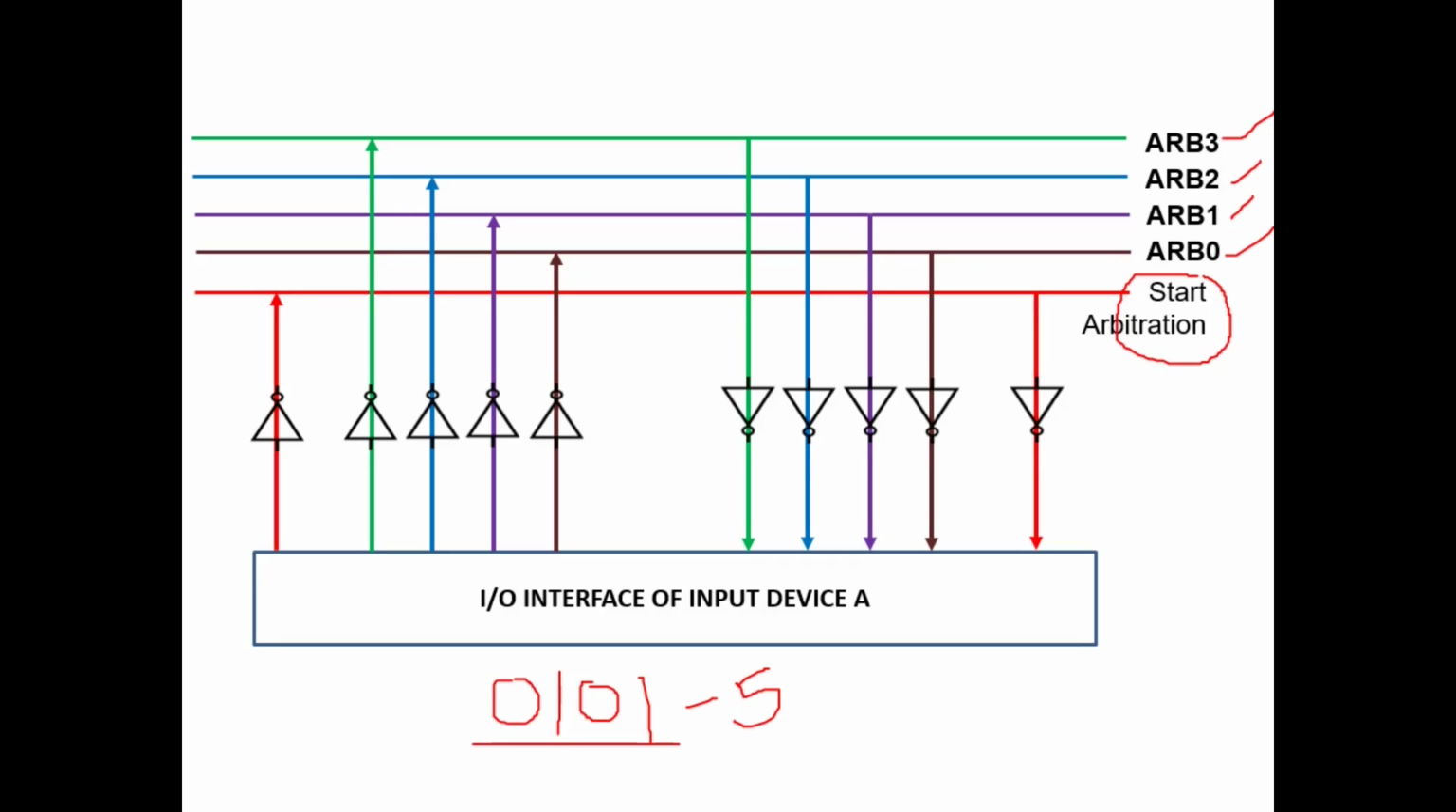Now we can neglect that NOT gate. For example, let us see arbitration line 3, which I have shown in green color. Arbitration 3 means I am placing my ID value 0 here, then arbitration 2 is 1, again 0 and again 1. So this is bit 3, this is bit 2, this is bit 1 and this is bit 0. So 0101 I will place on arbitration lines 3, 2, 1 and 0. Let us see the arbitration 3 line in green color. When the device places 0 on that line, because of the NOT gate it becomes 1.